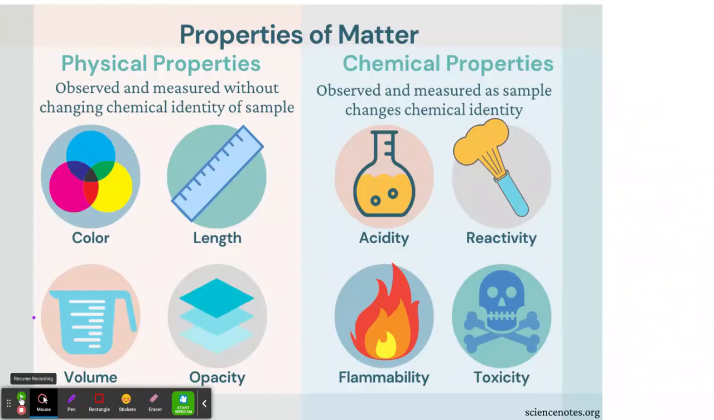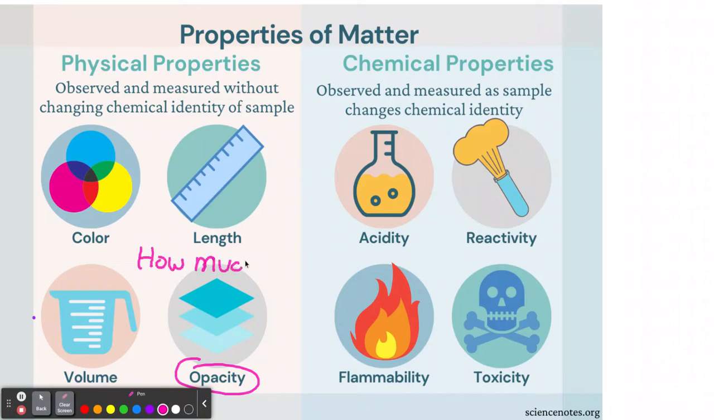Let's look at some others. On the left, we see our physical properties, and we'll go over them. We just went over color, for example. Length is obvious, how long something is. Volume, we'll talk about volume and density in a minute. Opacity, let's circle that. With opacity, we're talking about how much light will pass through the material.